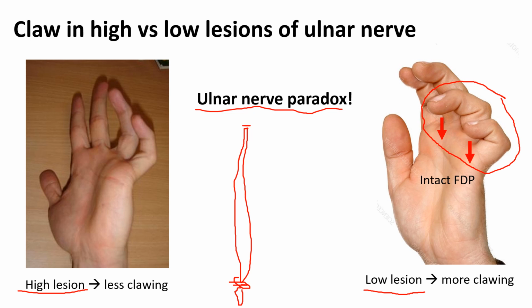This occurs because of intact function of the medial half of flexor digitorum profundus, which will create a more tonic tension on the interphalangeal joints compared to that of paralysis of flexor of medial half of flexor digitorum profundus. So, in case of high lesion, we have paralysis of medial half of flexor digitorum profundus.